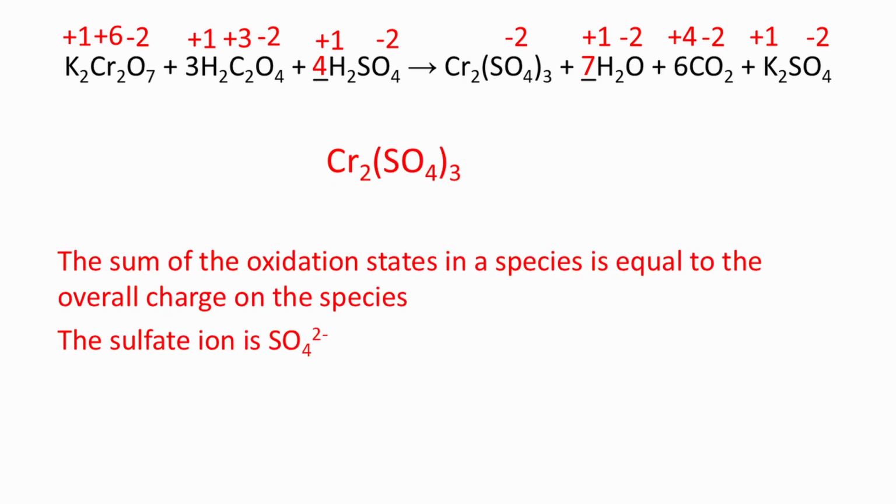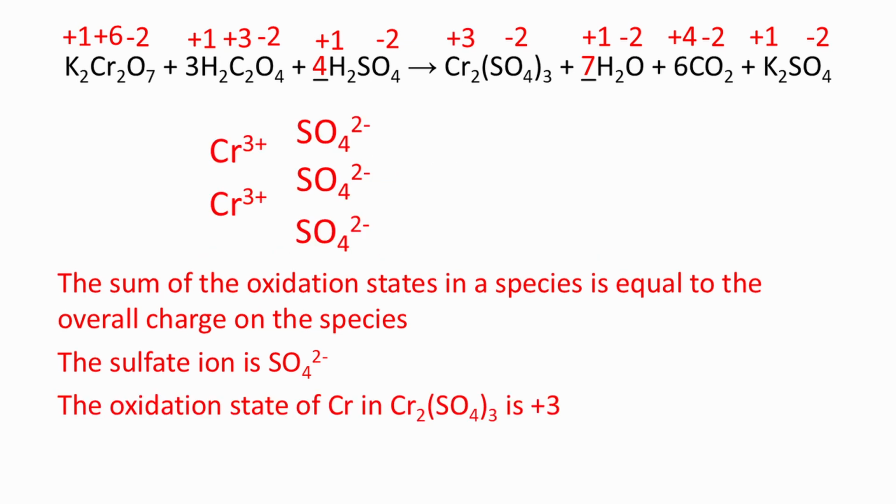Let's look at chromium sulfate next. Remember, the sum of the oxidation states in a species is equal to the overall charge on the species. The sulfate ion is SO4 2-. If we split the chromium sulfate up into its constituent ions, there must be 3 sulfate ions, giving a total negative charge of -6, and 2 chromium ions, giving a total positive charge of +6 because chromium sulfate is neutral. Each chromium ion in chromium sulfate must therefore have an oxidation state of +3.